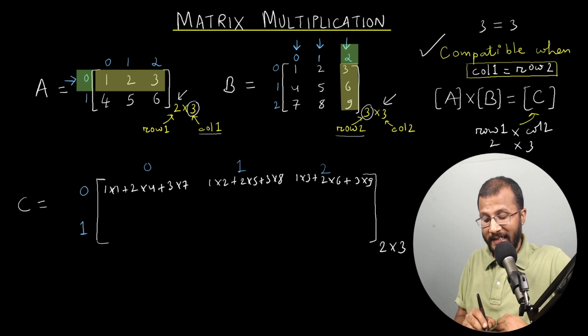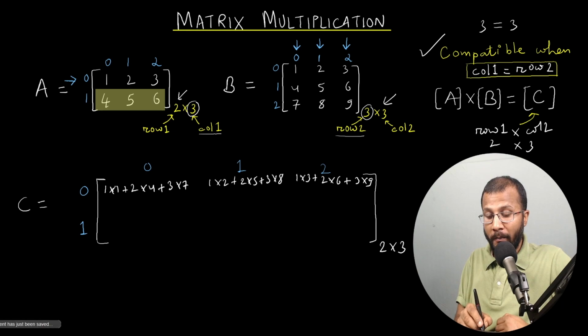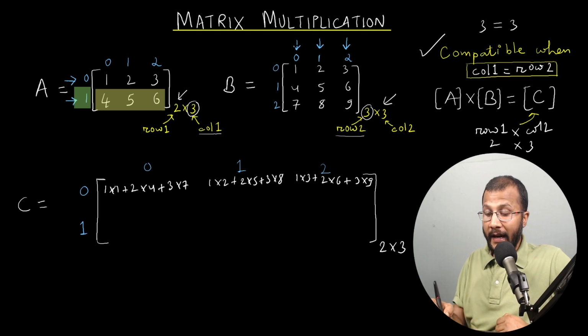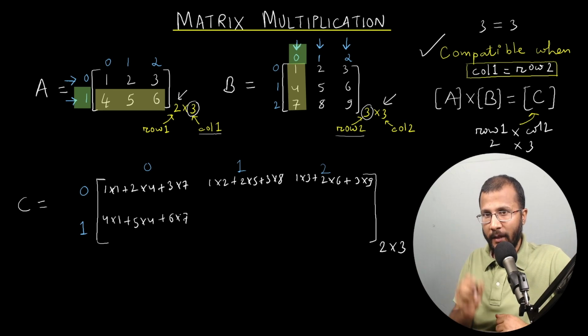Now I'll have to fill up the second row of the resultant matrix. Okay, now what I do is I'll go to the next row of my matrix A. So I go to the index 1 and then I select the elements 4 5 6. Okay, and now in matrix B I'll select the first column, that is again indexed by 0. There are three elements 1 4 and 7. I make the corresponding multiplication. So I'll write 4 times 1 plus 5 times 4 plus 6 times 7. Okay, corresponding elements are multiplied.